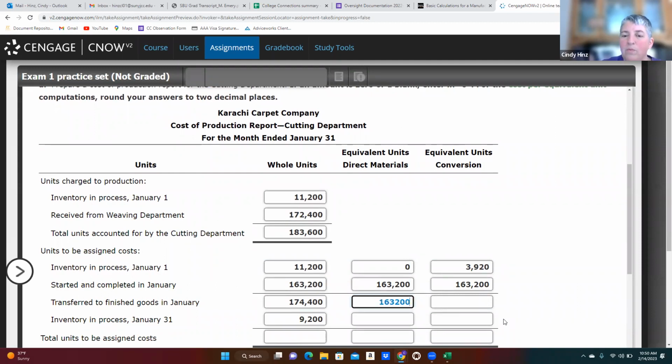We added 163,200 units of direct materials, and then I need to add these two pieces together. 167,120 is the equivalent units worth of conversion costs that were incurred during the month of January. And I just added down.